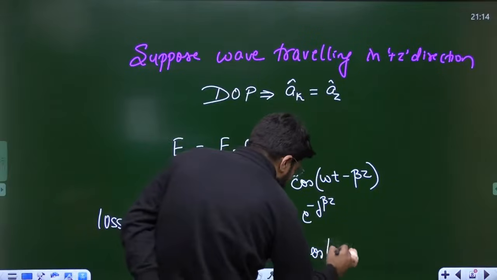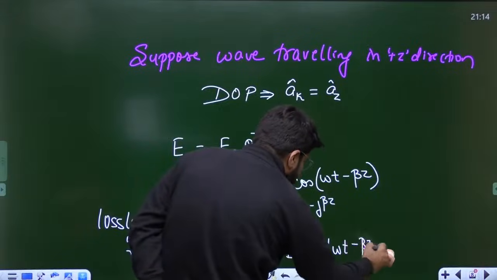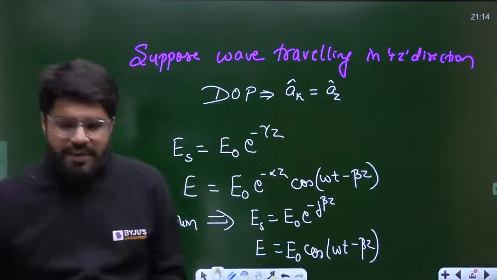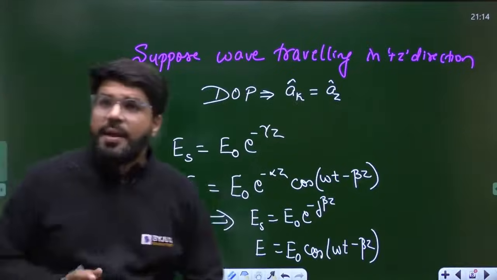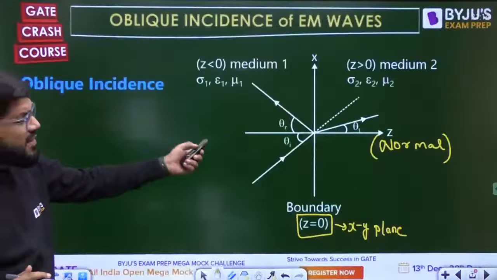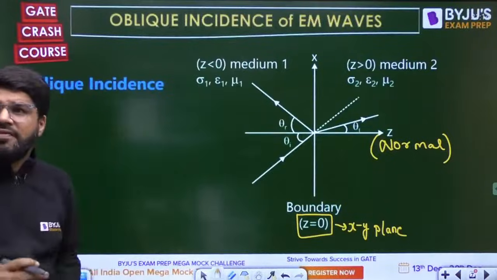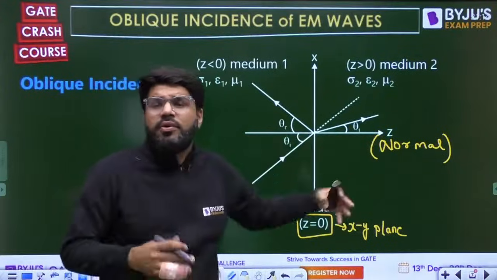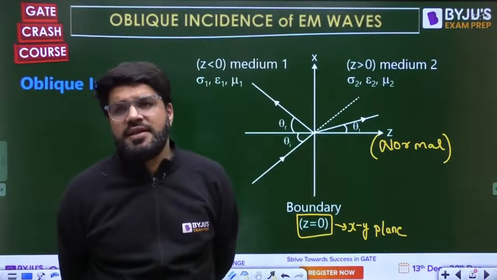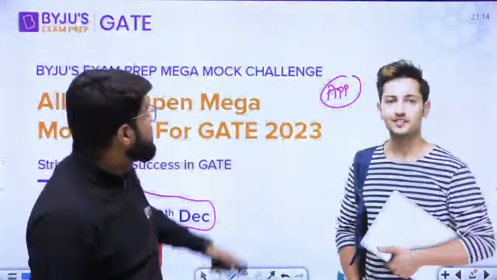So directly the cosine of omega t minus beta z. These are the equations that you are used to, maybe, right? Now listen to me. This is about the wave traveling in the z direction. If the wave in our picture travels in the z direction, that means it is traveling normal to the boundary. Then it becomes the normal incidence case.